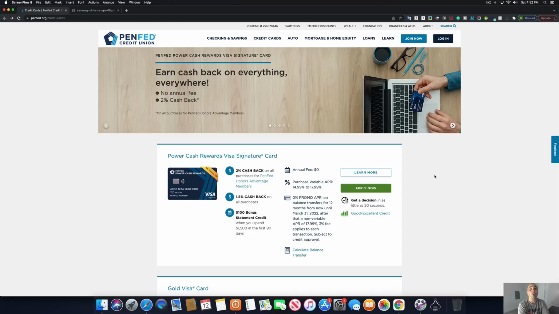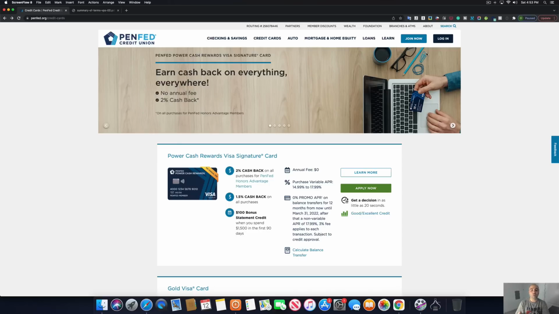And PenFed is open to everybody nationwide. So you do not have to be part of the Pentagon. You do not have to be a government contractor. You do not have to be in the military. You can literally call up PenFed on their 800 number, or you can literally just join right there online. And the cool thing about these credit cards, and I'll go over that in a minute, is you can actually apply for a credit card once your account has been established.